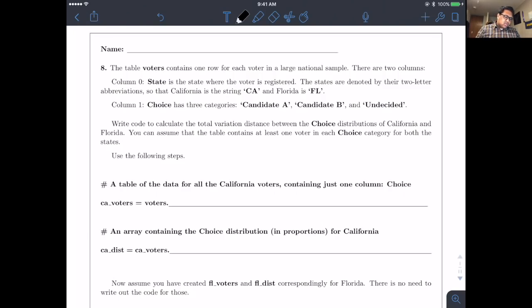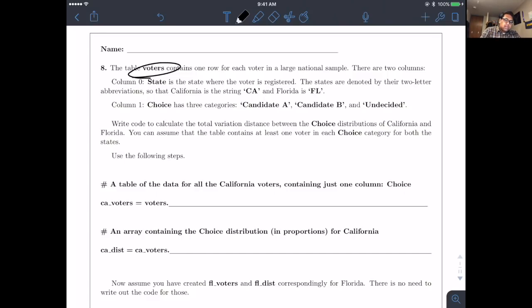Okay, and our last question is one dealing with the total variation distance, and we also have some Python manipulation to do. So what we have, we're given a table called voters, and in it it contains rows which contain data about voters for some large national sample. So each row will contain a state and a choice, right?